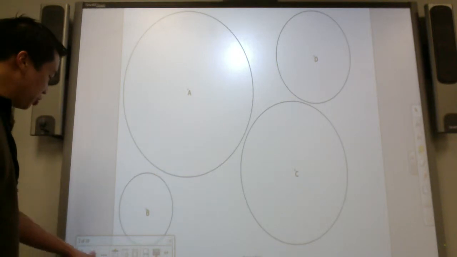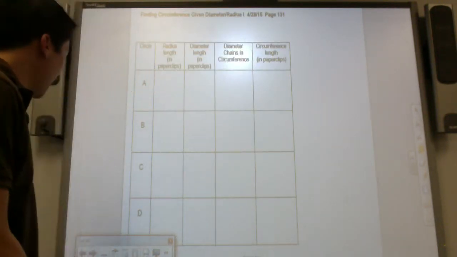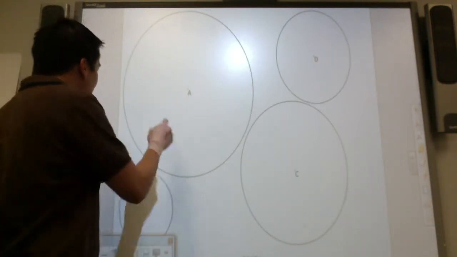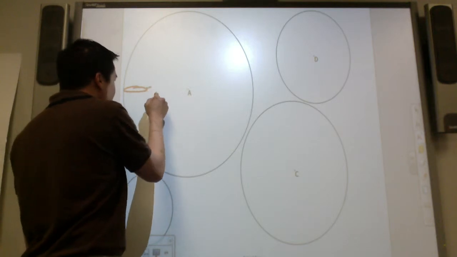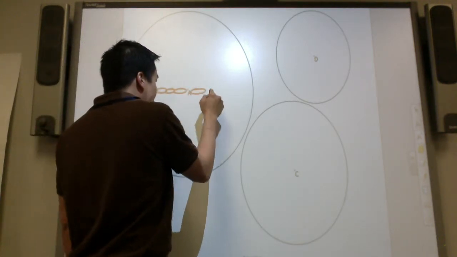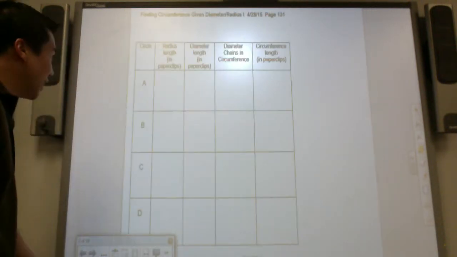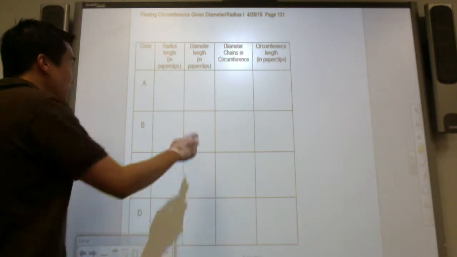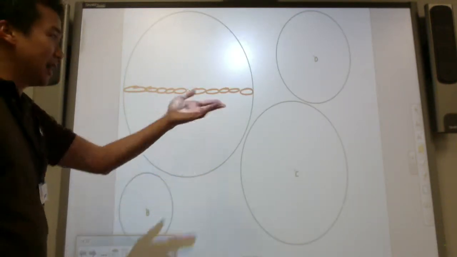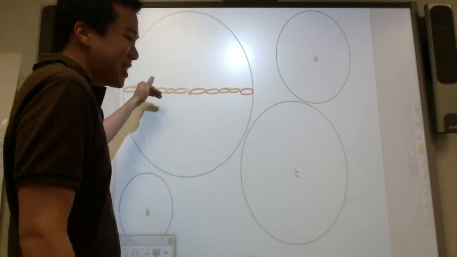So we have all these circles. In this one, we have circle A. If I had paper clips, 1 paper clip, 2, 3, 4, 5, 6, 7, 8, 9, 10. Imagine I had 10 paper clips. So for circle A, it takes 10 paper clips to go from one end to the other end. Again, it makes the letter D.